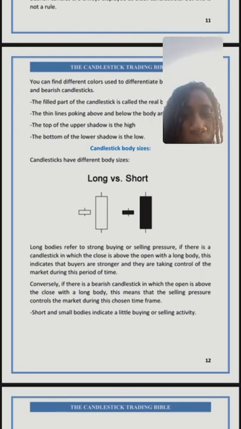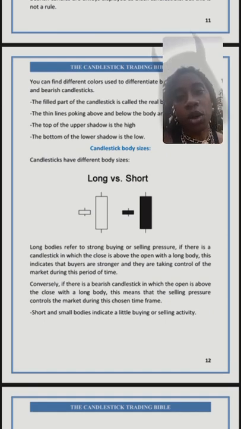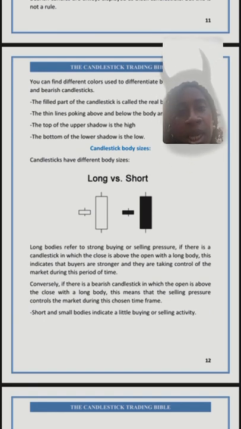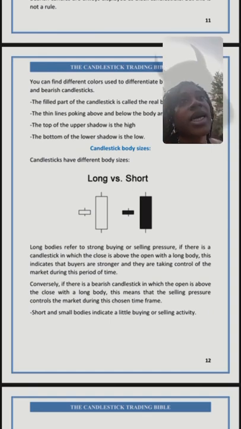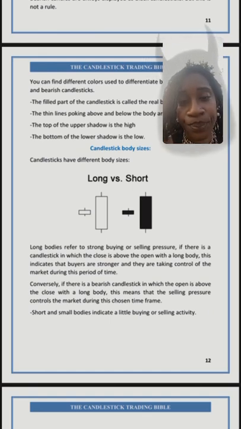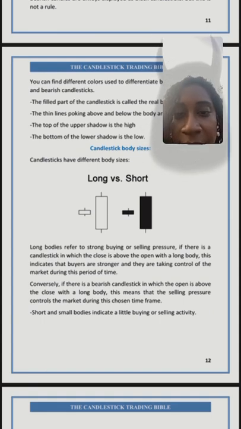It says if there is a candlestick where the close is above the open with a long body, then the buyers are strong and they're taking control of the market. So this is very important for us to know. Longer bodies mean that the buyers are taking control of the market, and 9 times out of 10 the market is getting ready to reverse.